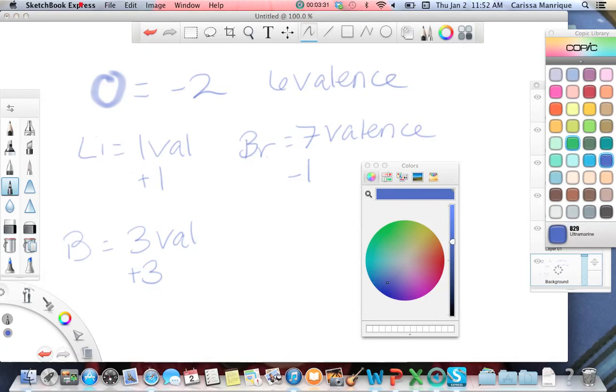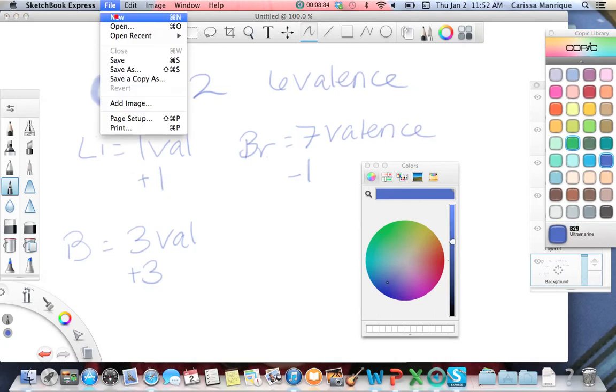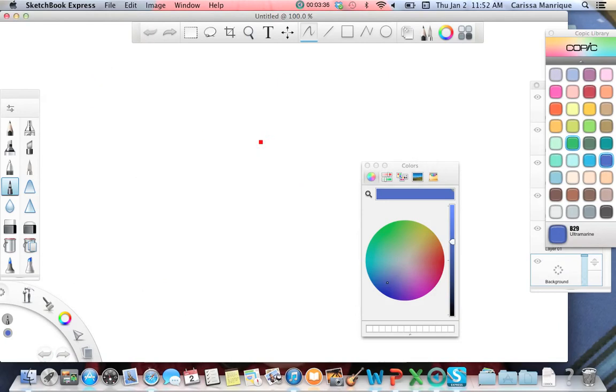Let me just write this down right here. Pull up a new one. Okay, so let's make a little chart here. We'll put group number, and then we'll put valence, and then let's make one for charge. So if it does have a charge, what does it tend to have?